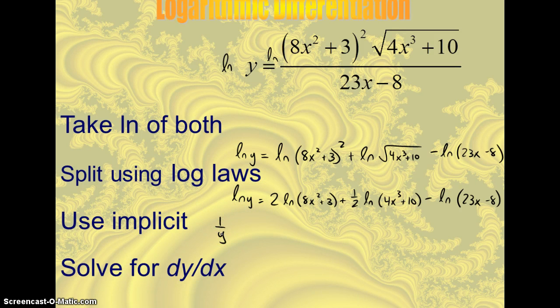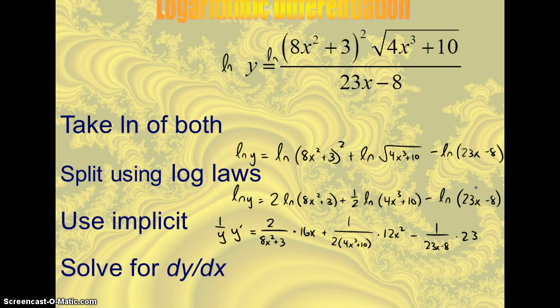The derivative of ln is 1 over u, and then I follow that with the derivative of u, so that's y prime. Over here I'd end up with that 2 over 8x squared plus 3, and then I multiply that by the derivative of 8x squared plus 3. This 1/2 I could think about as 1 over 2 times 4x cubed plus 10. Follow that up with the derivative of 4x cubed plus 10, minus 1 over 23x minus 8 times 23.